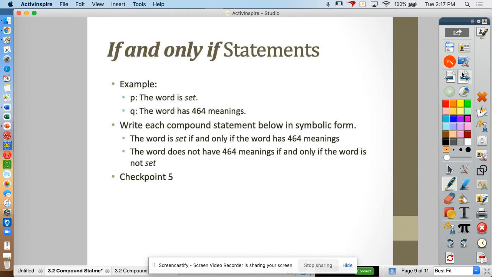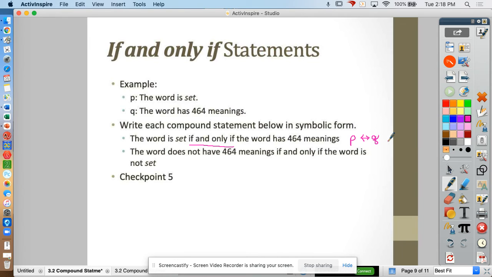So let's look at example 5 here. It's at the top of page 116, and it says the word is set, and the word has 464 meanings. So we're going to write in symbols. The word is set if and only if the word has 464 meanings. So the word is set is our P. If and only if is a double arrow. And the word has 464 meanings, which is quite a few.